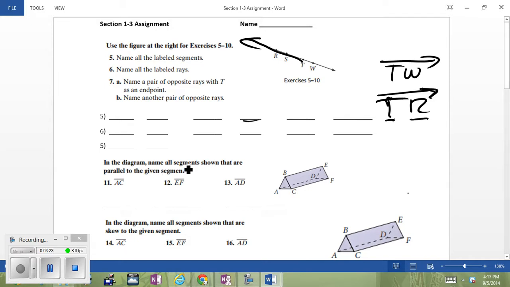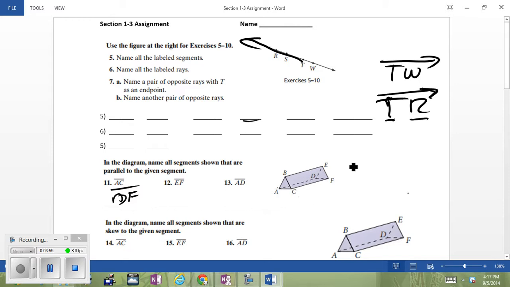Okay, so now in the diagram, all segments shown that are parallel is what we want to list. Here is a prism. So we are looking at segment AC. We want to know what's parallel with AC. Looks like DF is parallel. Okay, there's a parallel segment. So DF is parallel with that. That segment is parallel.